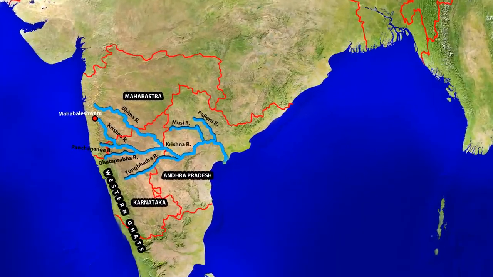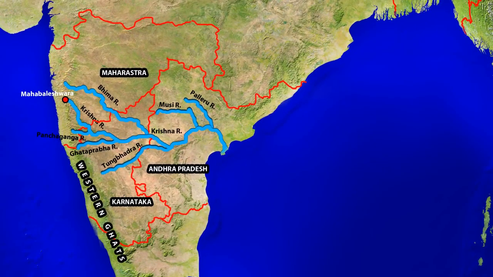The Krishna. The Krishna rises from a spring near Mahabaleshwar in the Western Ghats. It is joined by its left bank tributaries such as Koyna, Ghat Prabha, and Bhima, and the right bank tributaries include Musi, Paliru, Panchganga, and Tungabhadra rivers. Flowing through Maharashtra and Karnataka, it finally enters Andhra Pradesh and drains into Bay of Bengal.